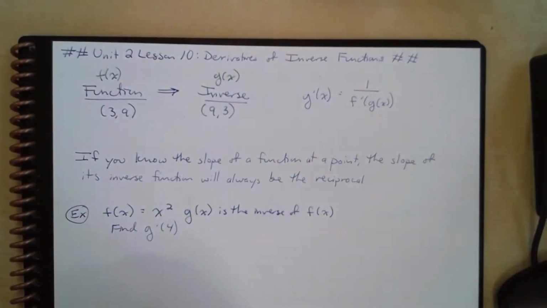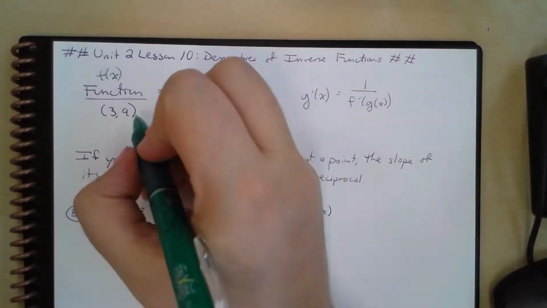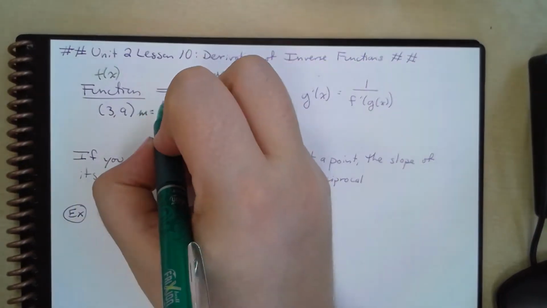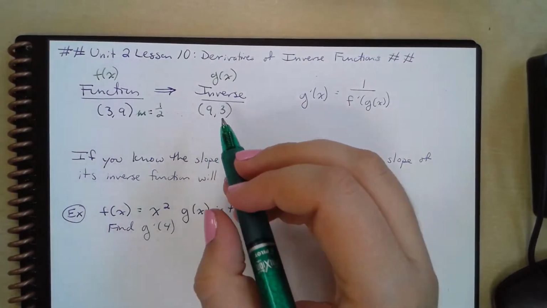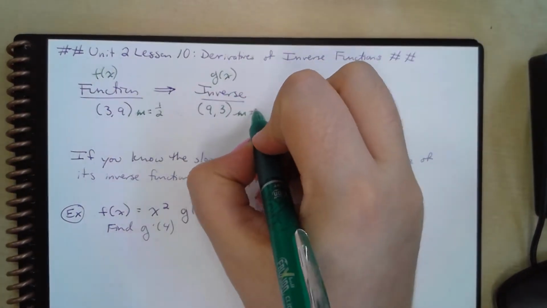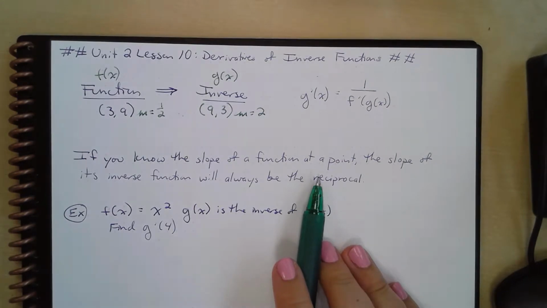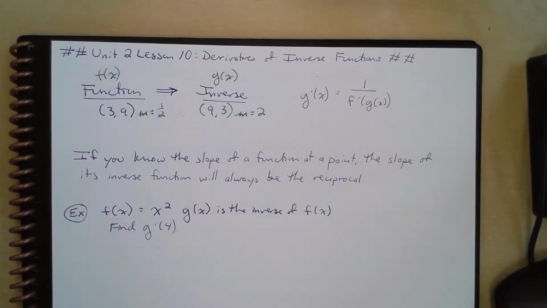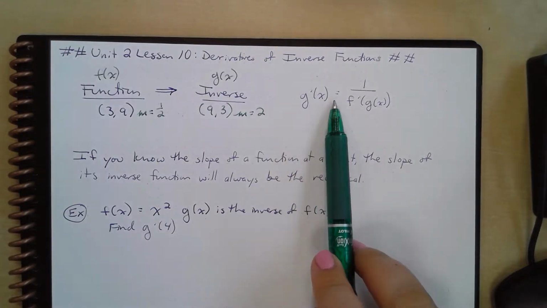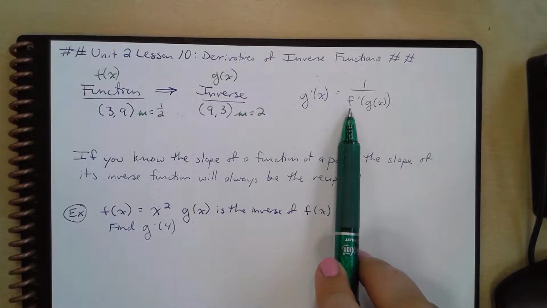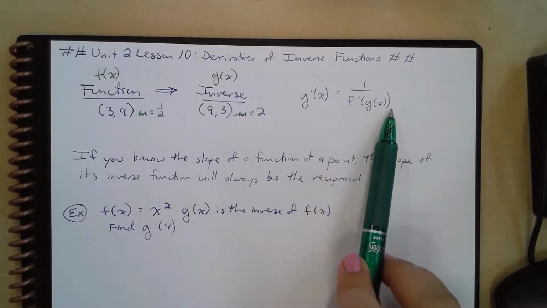(9, 3). And actually, if we talk about these functions, let's say that the slope at the point (3, 9) is equal to 1/2. Well, the slope of the inverse function at the corresponding point (9, 3) is just going to be 2. So if you know the slope of a function at a point, the slope of its inverse function will always be the reciprocal. You can see that 1/2 is the reciprocal of 2 and vice versa. Another way to write this is that the derivative of the inverse g is equal to 1 over the derivative of f at the inverse g.